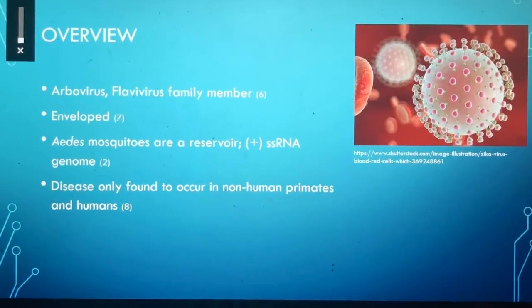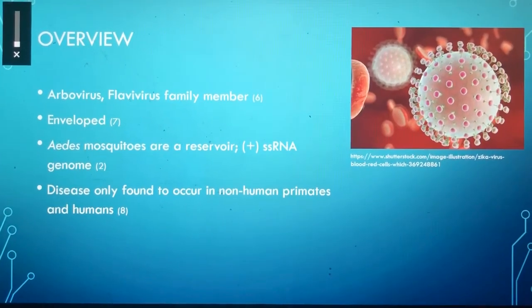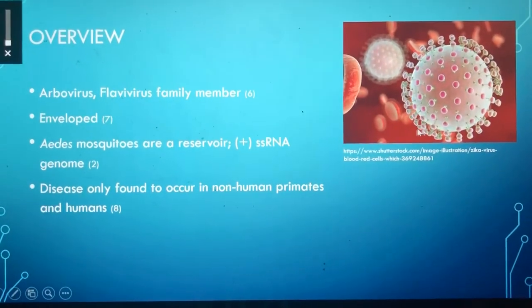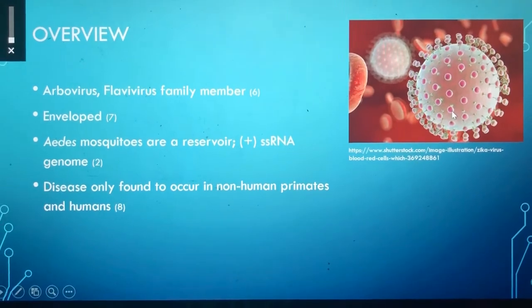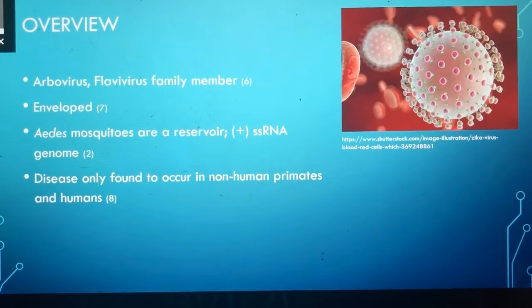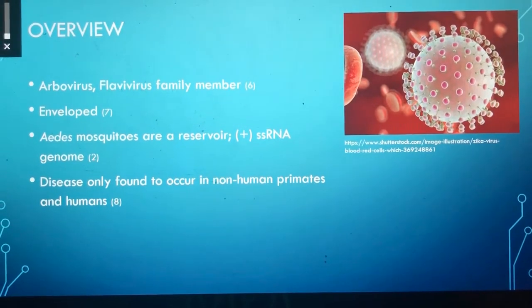So just as an overview, the Zika virus is a type of arbovirus and it's part of the flavivirus family. It's an envelope virus as seen in the diagram on the right, and Aedes genus mosquitoes are typically the reservoir, and it has a plus-sense single-strand RNA genome.